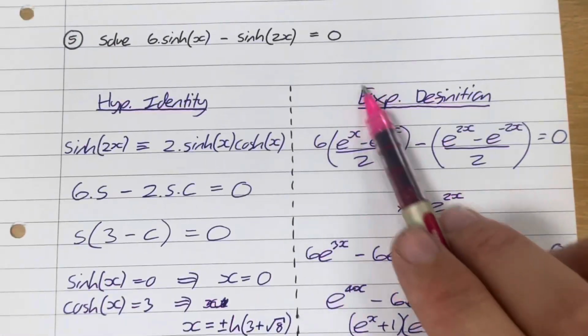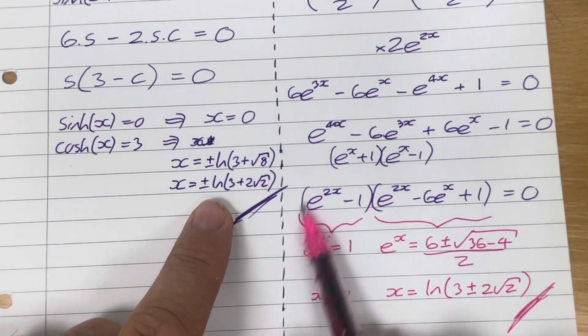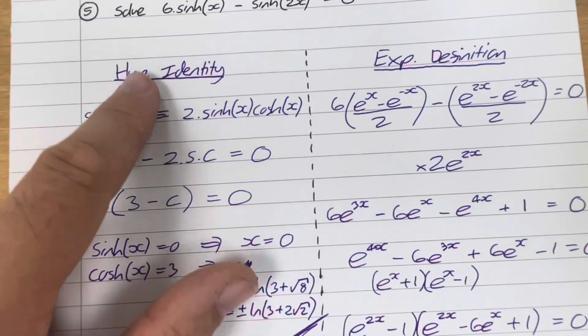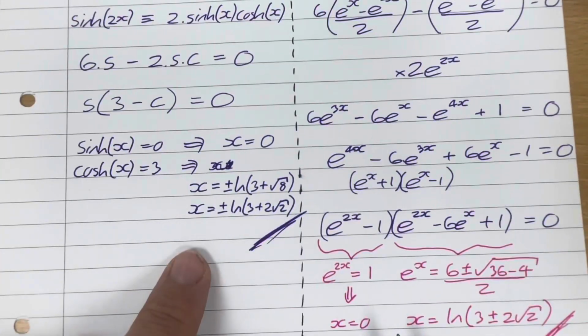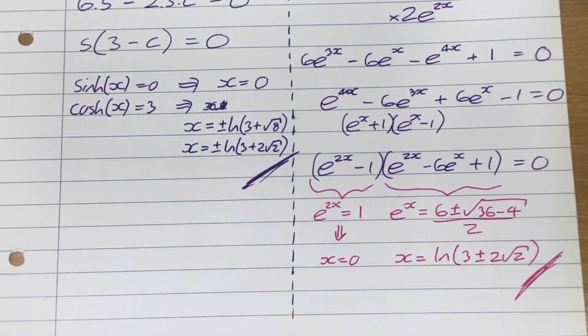Okay, exponential form in this case has worked out okay because of these nice rational factors, and the hyperbolic identity worked out quite nicely as well. Okay, both methods gave us the same answers.